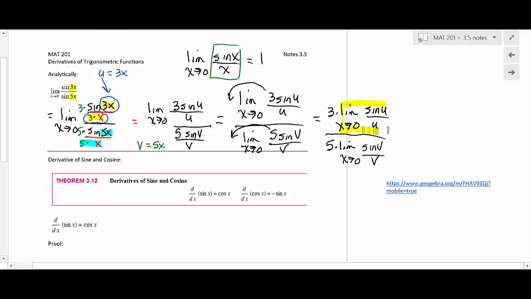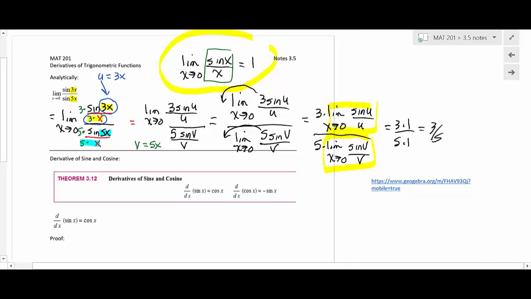Okay? Now, look at what goes on here. Tell me what this limit right there is. No, that one that I just highlighted. 1. It's going to be 3 times 1, right? Okay. What's this one right here? 1. Okay. That's what we proved, as we know that limit's 1. So what you'd have is 3 times 1, 5 times 1, so it's 3/5.